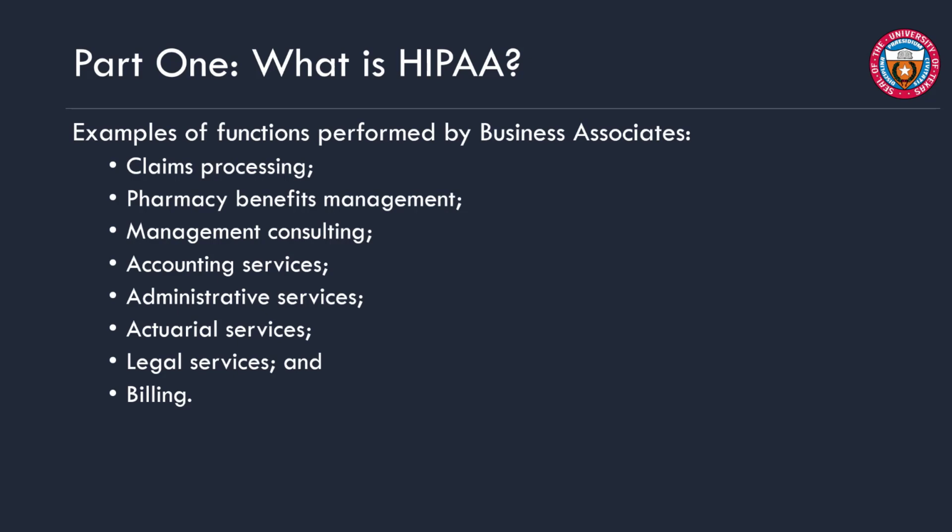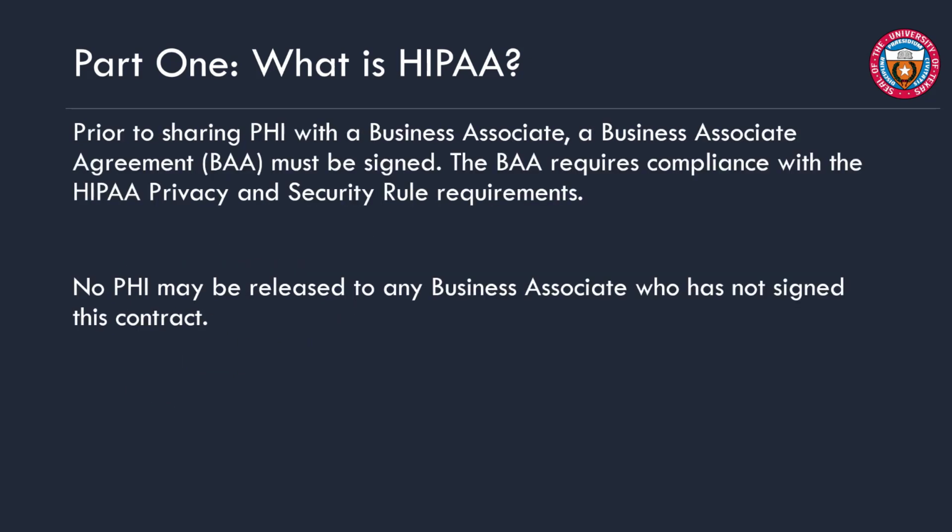Examples of functions performed by business associates include claims processing, pharmacy benefits management, management consulting, accounting services, administrative services, actuarial services, legal services, and billing. Prior to sharing PHI with a business associate, a business associate agreement or BAA must be signed. The BAA requires compliance with the HIPAA privacy and security rule requirements. No PHI may be released to any business associate who has not signed this contract.